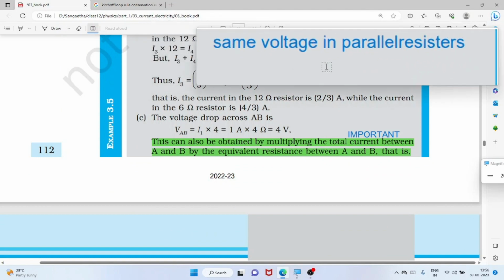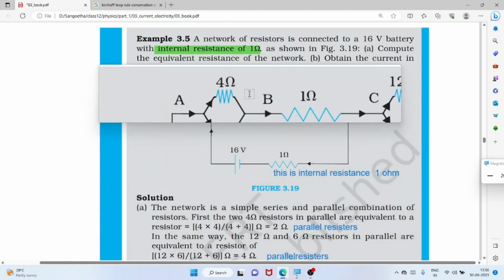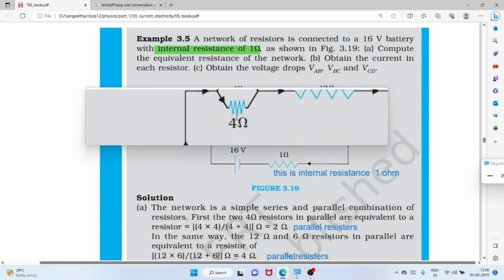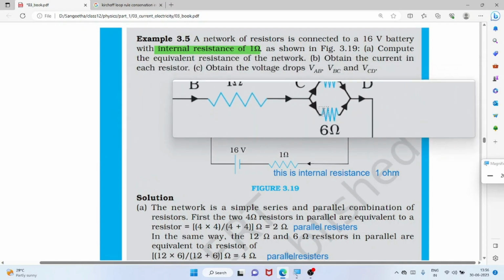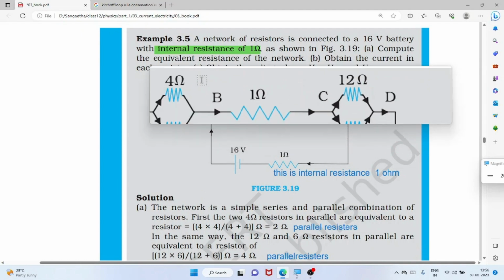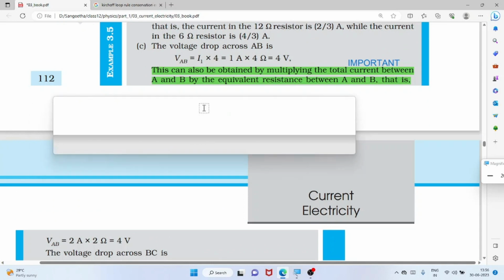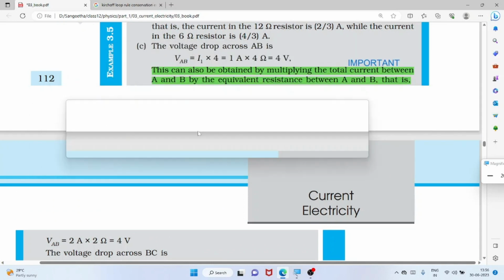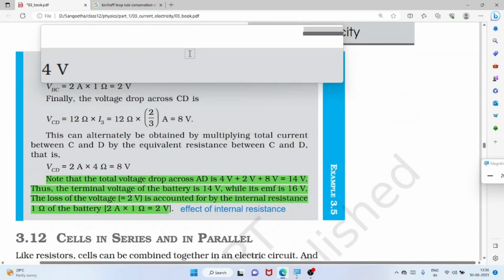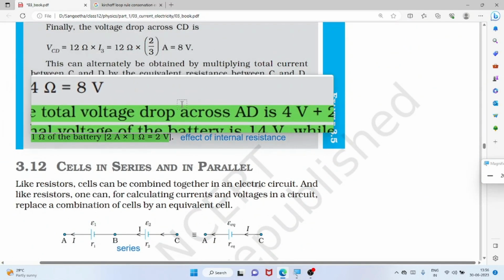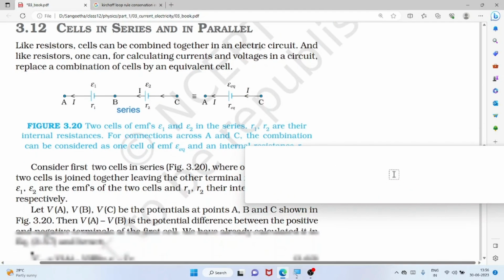See, when you have parallel resistors, the voltage drop will be the same across the resistors. Here the voltage drop across 4 ohm is the same as this 4 ohm. The voltage drop across 12 ohm is the same as across 6 ohm. That means the current will be different. Total voltage. Okay, the same principle, the effect of the internal resistance.